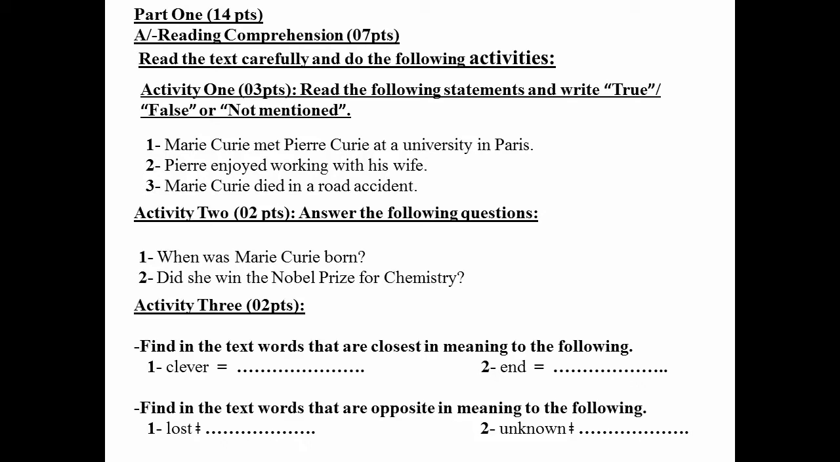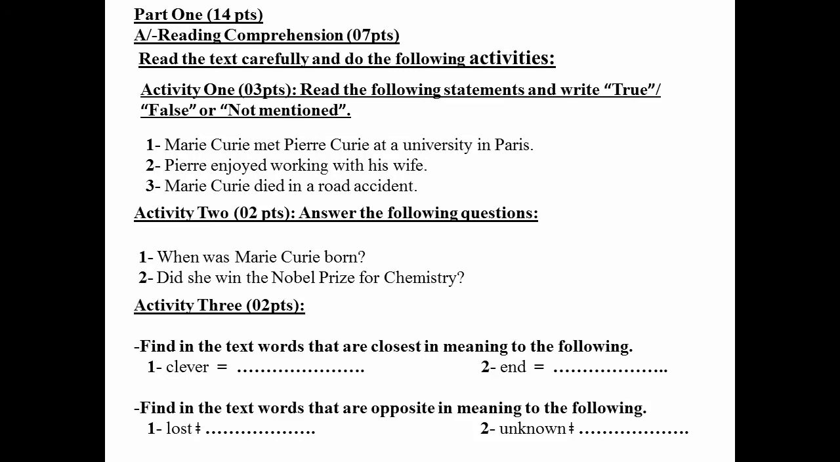1. Clever. 2. And. So you are going to find their synonyms from the text. Then find in the text words that are opposite in meaning to the following. I mean, you are going to look for antonyms of last, second word, unknown. Okay, so this is section 1 from part 1 concerning reading comprehension.